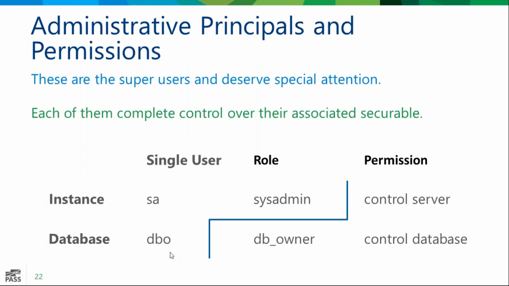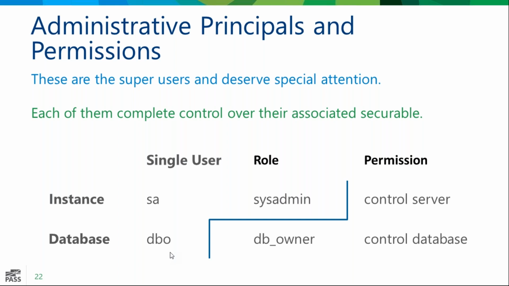All right, I'm going to blur through this because I'm running a little bit late. Administrative principals and permissions. These are the six guys that control everything. Okay? At the instance level, SA, sysadmin, control server. At the database level, DBO, DB owner, control database. Everybody knows what SA and sysadmin are. DBO is the one, the only, the owner of the database. There can be only one.